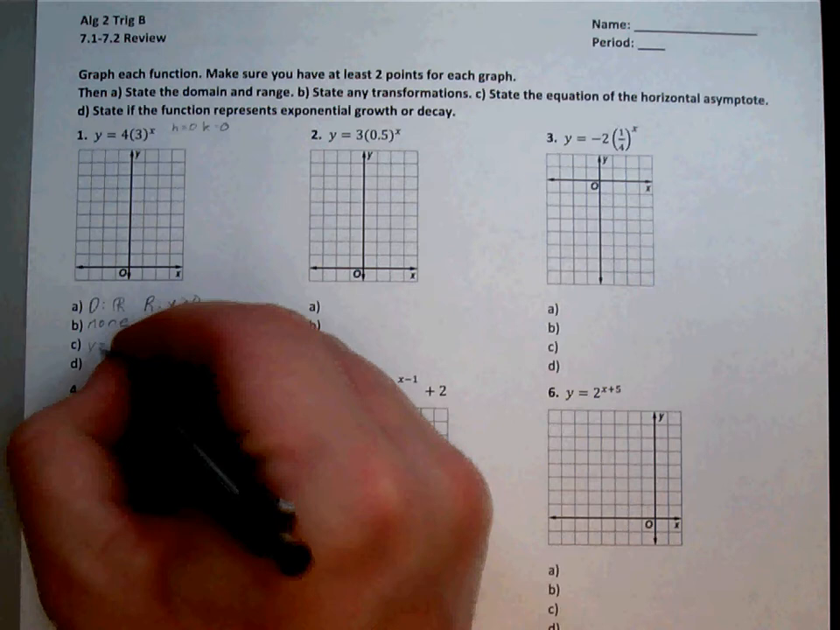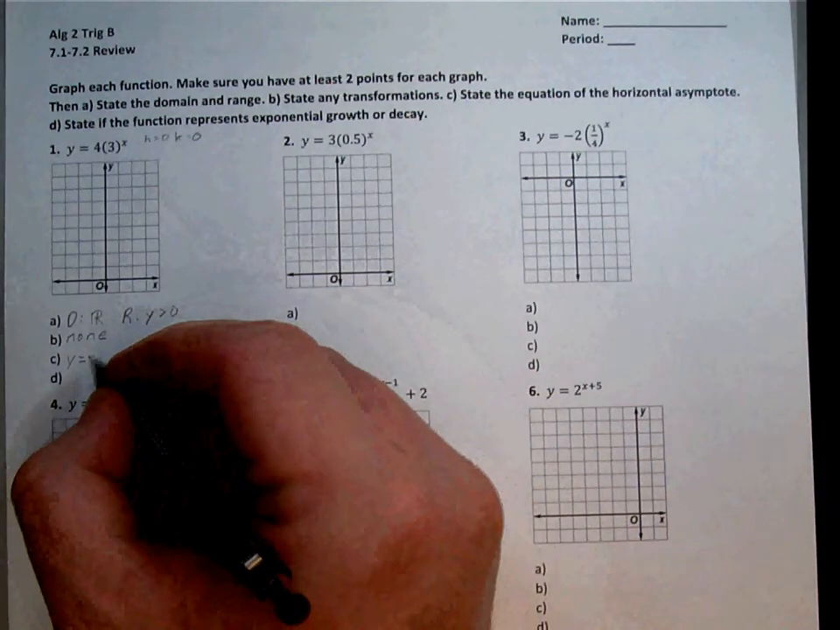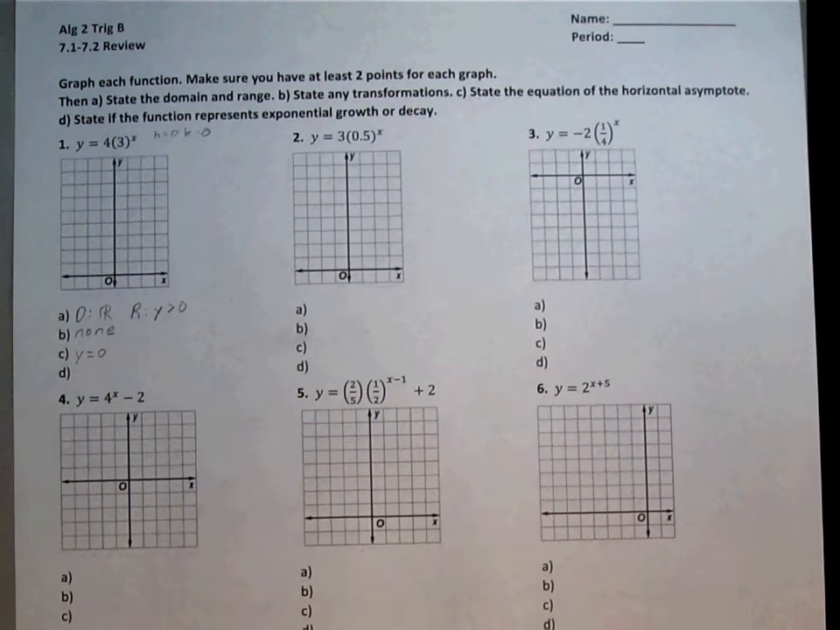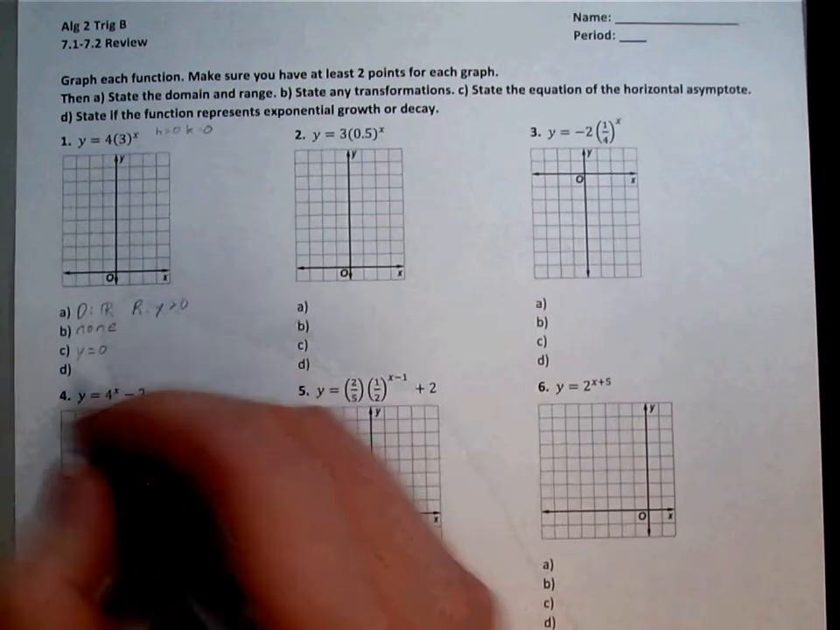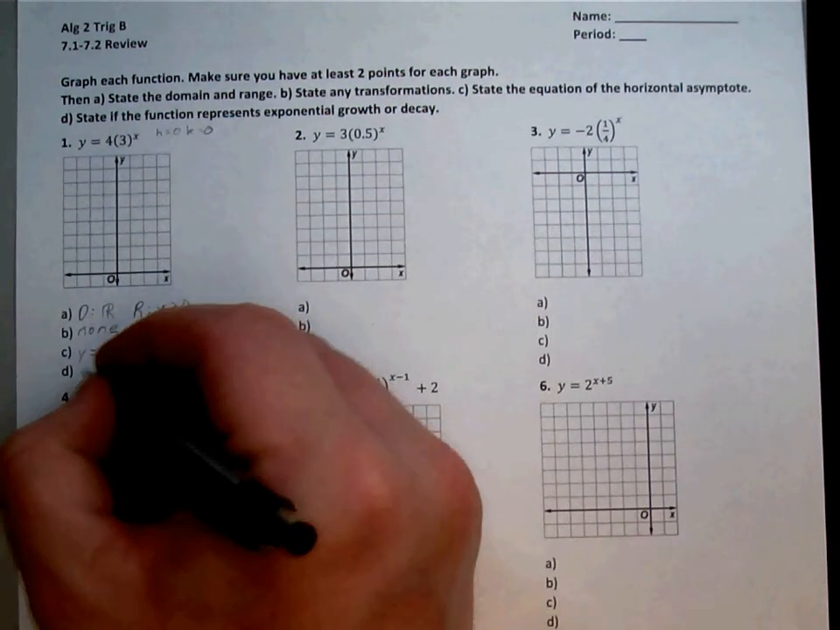C, horizontal asymptote. It's a horizontal line, so it's always a y equals equation in whatever your k is, which is 0. And then D is exponential growth or decay. The growth factor, the number that got raised to the x, is 3, which is larger than 1, so that makes it growth.